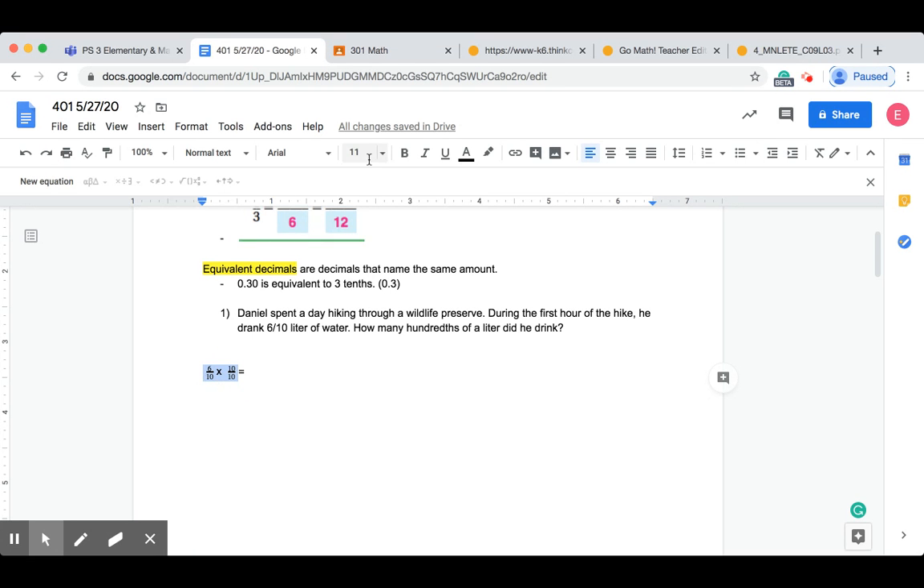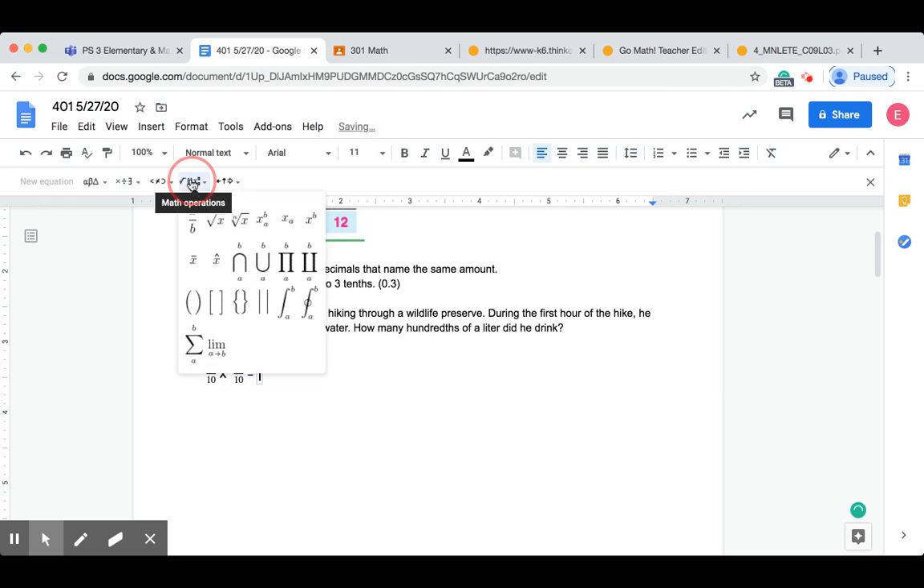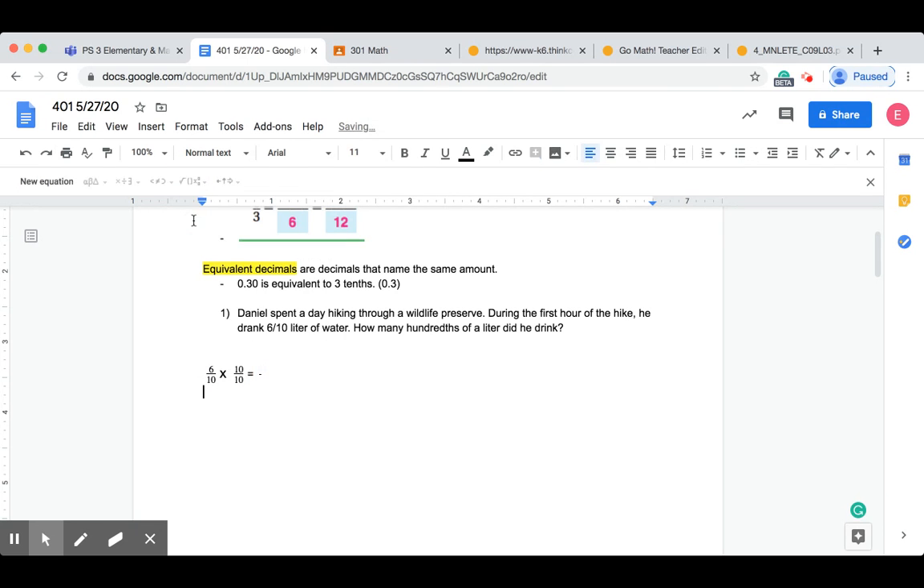Let me make these a little bit bigger so they're easier for you to see. There we go, that's a little bit better. So if we're going to multiply 10 by 10 on the denominator, because we want it to be in hundredths, we know that that will be equal to, on the bottom, we're going to get 100, because 10 times 10 equals 100. And the top will be 6 times 10 is 60. And then, as I said, the bottom will be 100. So it will be 60 hundredths.